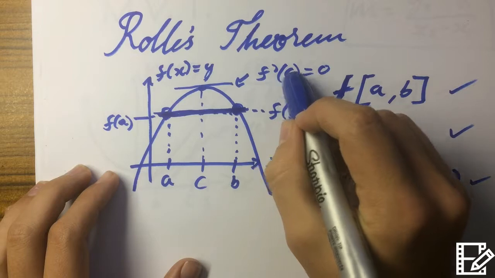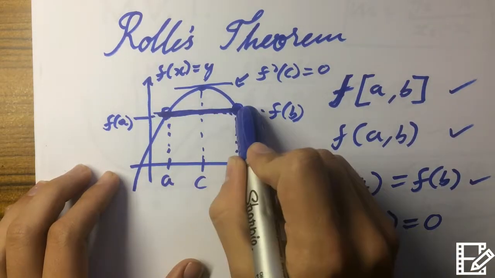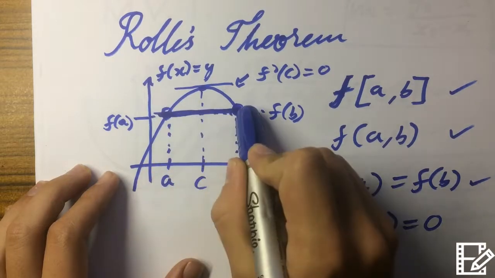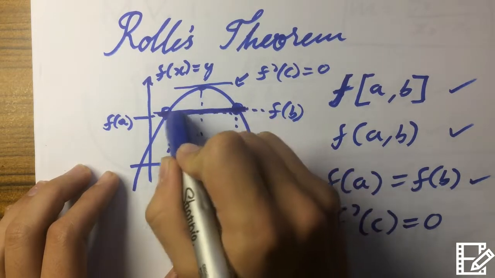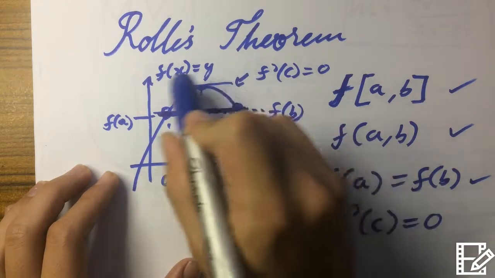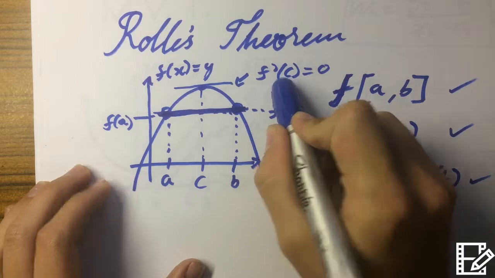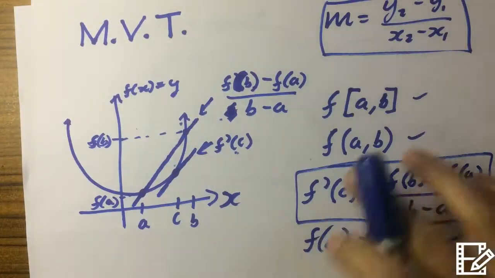And that's why the derivative of c is equal to 0. Because if this secant line has a slope of 0, and you're trying to find the tangent line which is parallel to that, therefore this tangent line has to have a slope of 0. That's why the derivative of c is equal to 0. Now let's talk about the mean value theorem.